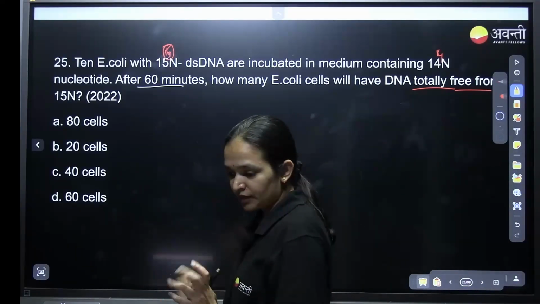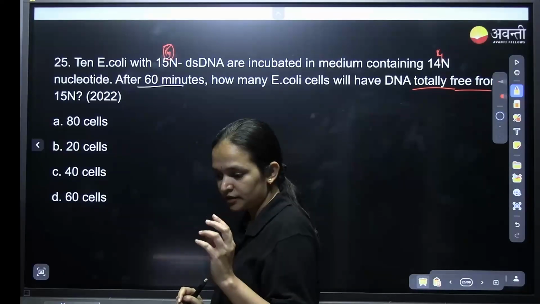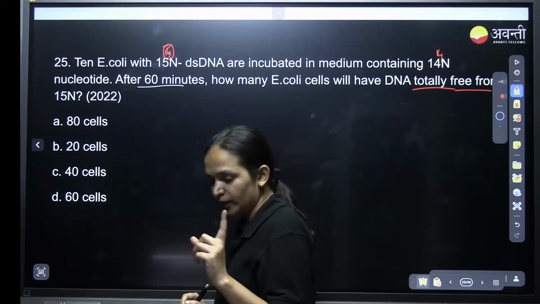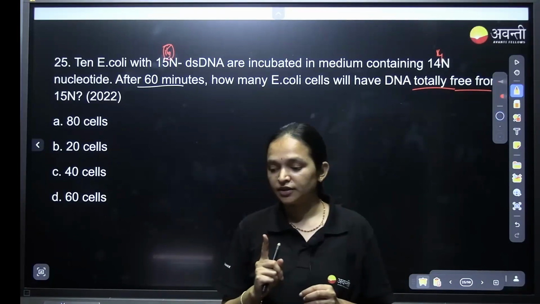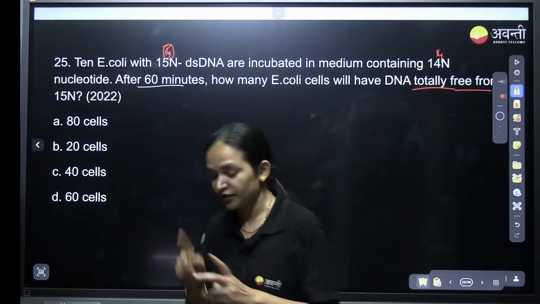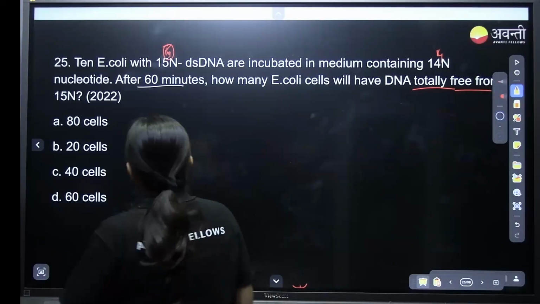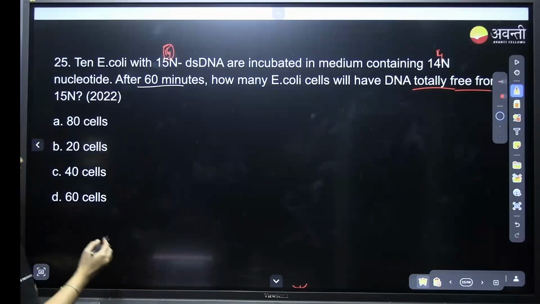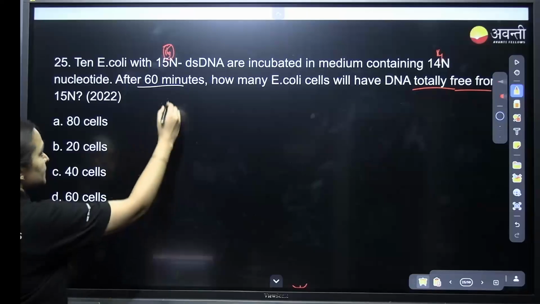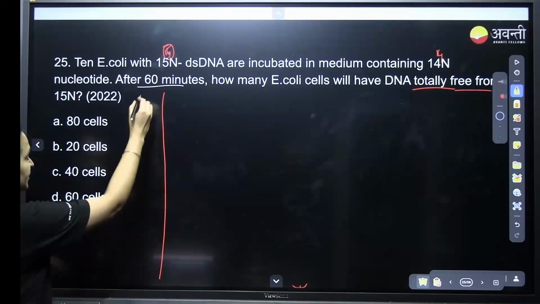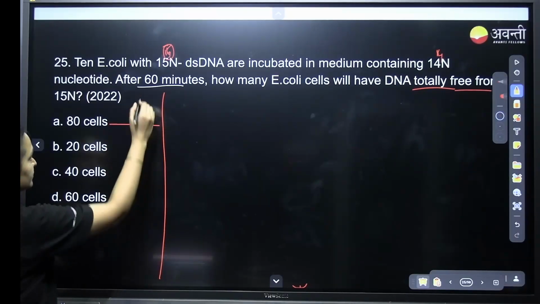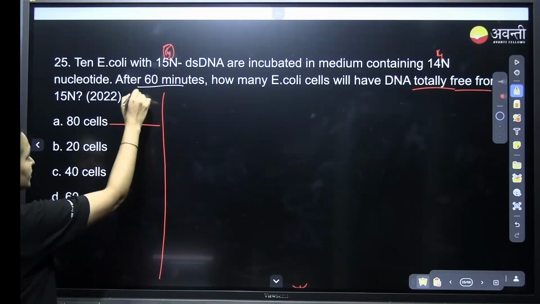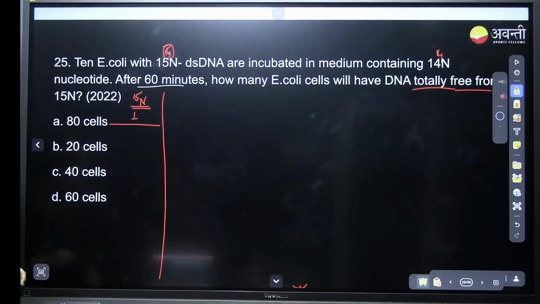So there were, shall I take one as an example first? Shall I take one example? We'll multiply into 10. Multiplication, division of cells, multiplication of cells. So this is the beginning. Okay, we have one cell which was grown in heavy isotope 15 of nitrogen.